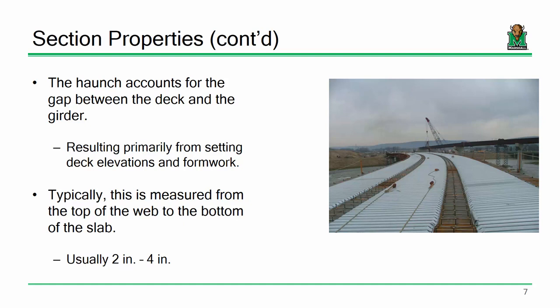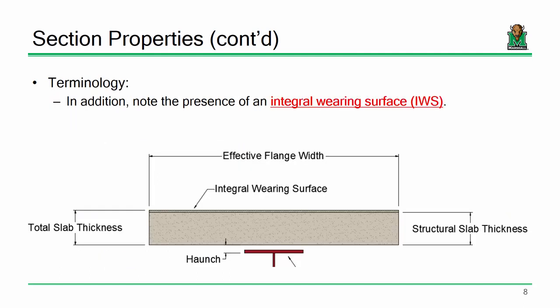Just real quick, typical dimensions for the haunch. I sort of went off, but bear with me. This is bridge engineering. I'm going to go off topic quite a bit. Typical values for haunches are anywhere from 2 to 4 inches. A really common value is 2 inches. We're going to use that for an example here in a little bit. All right. So that explains the haunch.